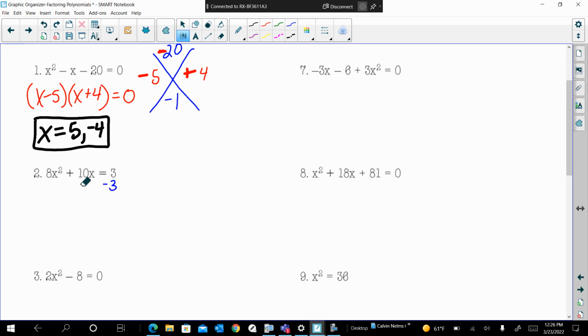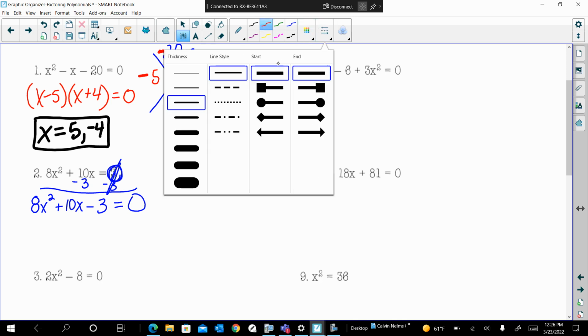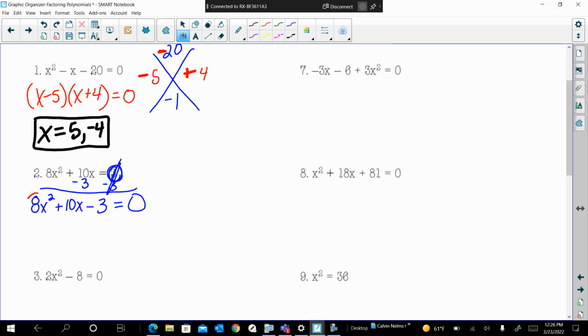Yeah, subtract 3. Okay. Now the 3 cancels, and now I have a 0 here. So now we have to just rewrite it in standard form. That would be 8x squared, highest exponent, plus the 10x, next highest, minus 3, equals 0. Now, I have a trinomial, but I now have a coefficient of 8.